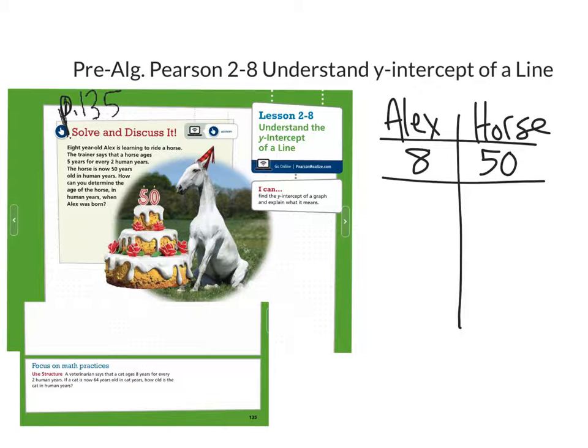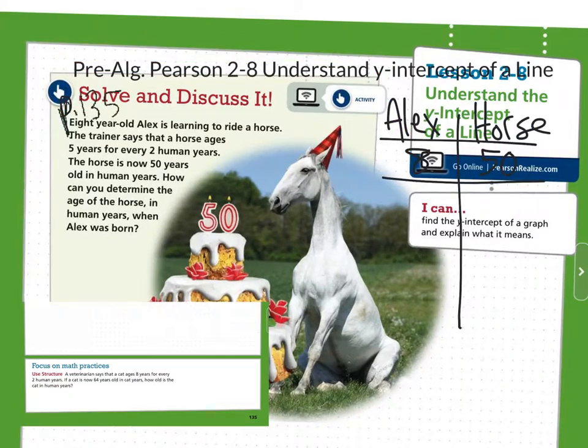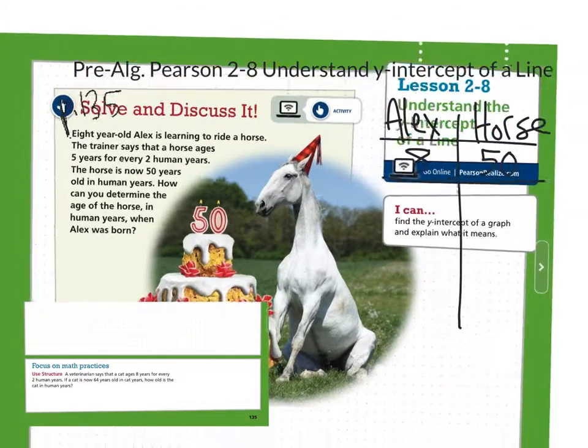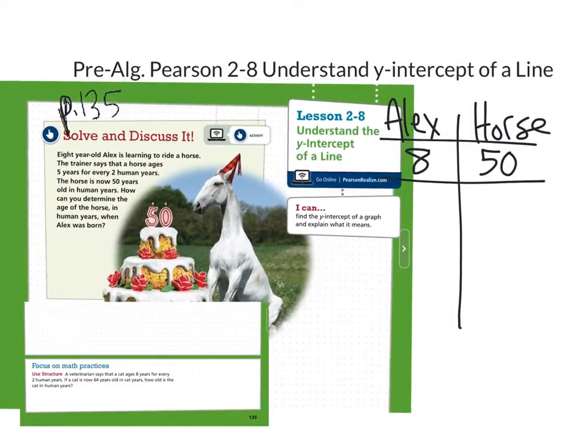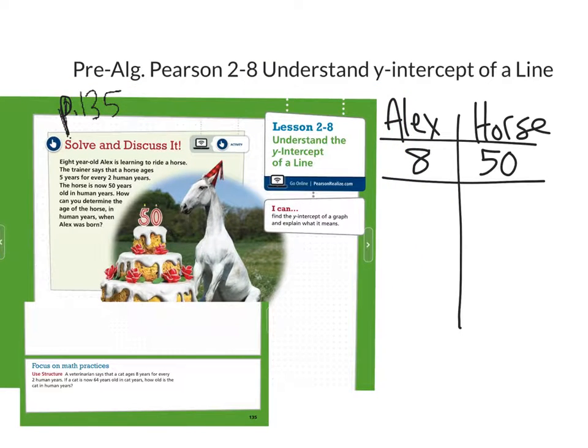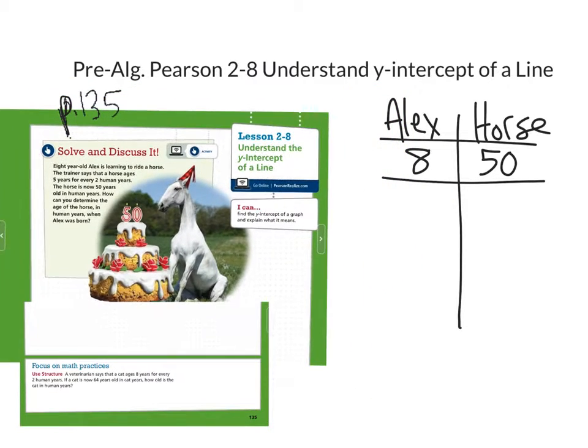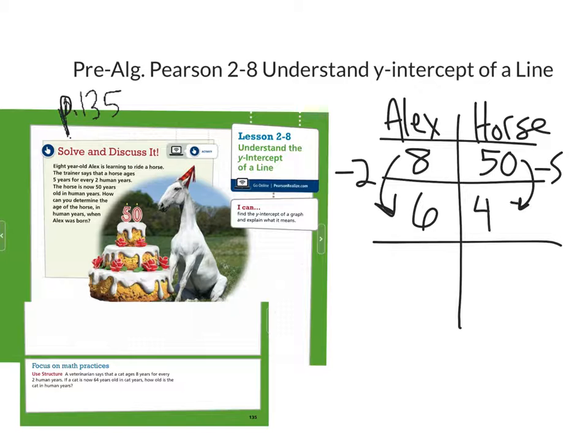And a key to doing this, we have to think about, is that the horse is aging 5 years for every 2 human years. So 2 human years is 5 horse years. So if we take off 2 years for Alex, she would be 6. That would make the horse 45.